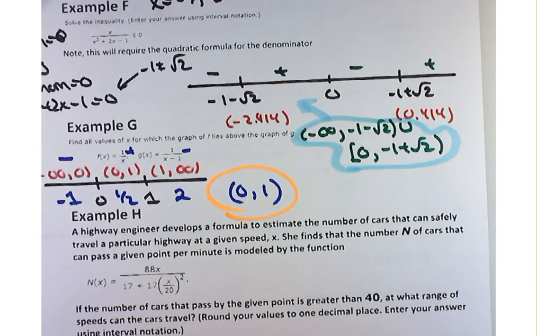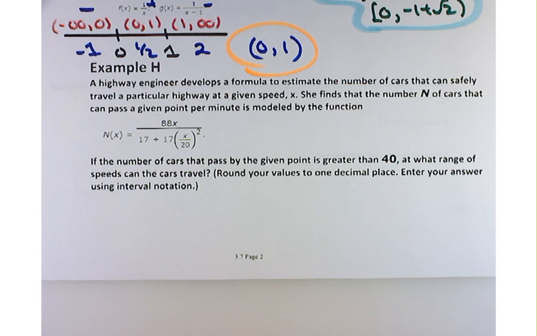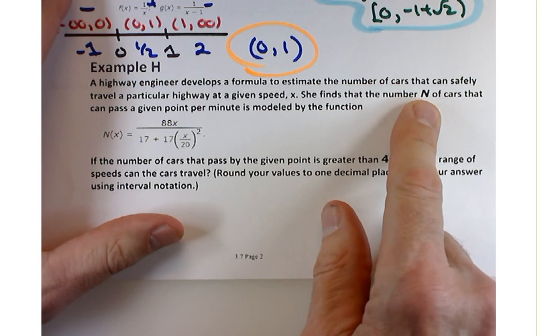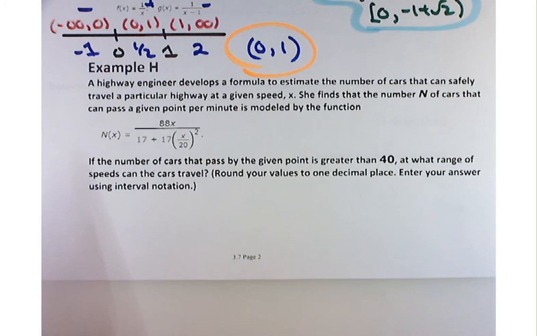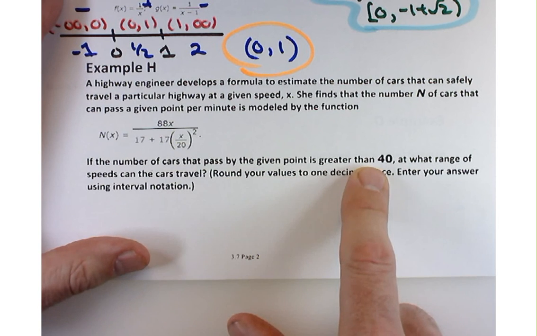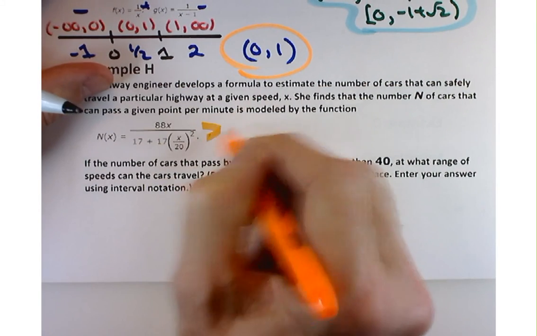Thank you. All right, so to kind of familiarize ourselves with this one, a highway engineer develops a formula to estimate the number of cars that can safely travel a particular highway at a given speed. That speed we're going to call x. She finds that the number of cars that can pass a given point per minute is modeled by this function. So the question is, if the number of cars that pass by a given point is greater than 40, at what range of speeds can they travel? So this is kind of a fancy way of asking a rational inequality type of problem, but I want to know where this is greater than 40.